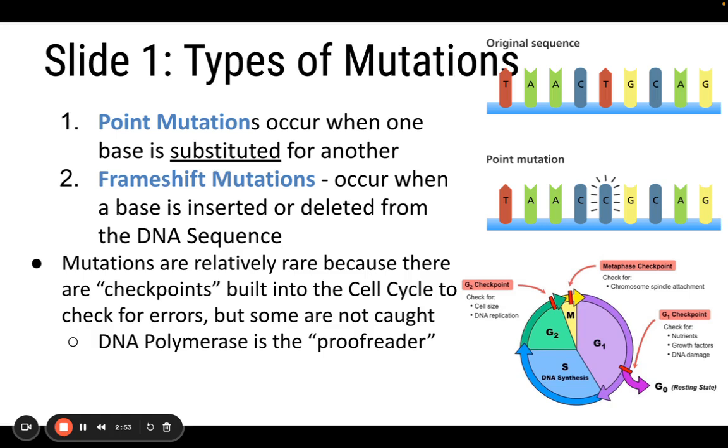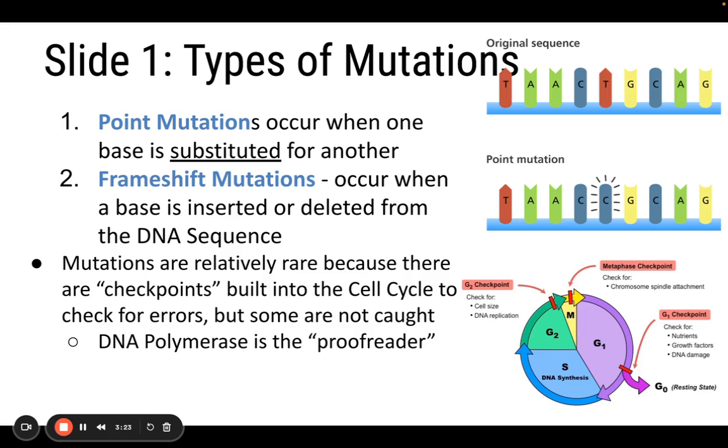A frameshift mutation occurs when a base is added or deleted from the DNA sequence. We call those frameshift mutations because, as you know, codons are made of a 3-base segment. So frameshift mutations shift your entire codon sequence, and each codon codes for a specific amino acid. So that's going to affect many amino acids in the protein structure or polypeptide chain.